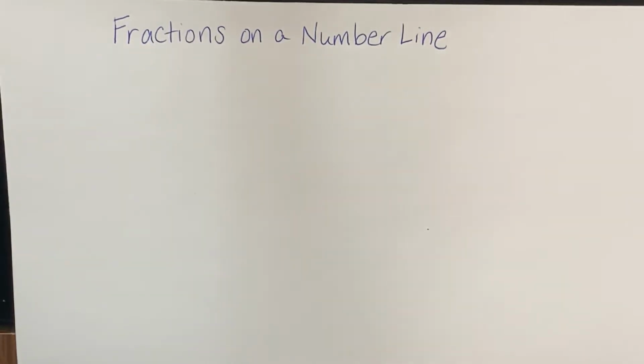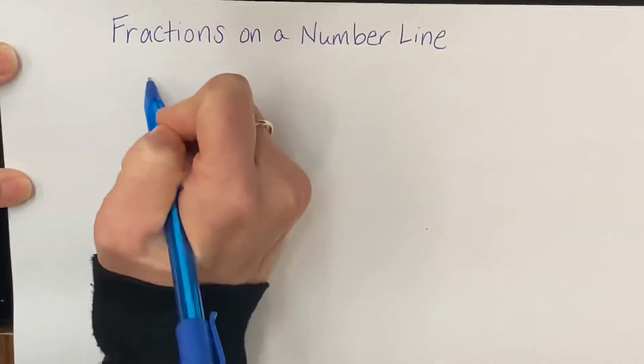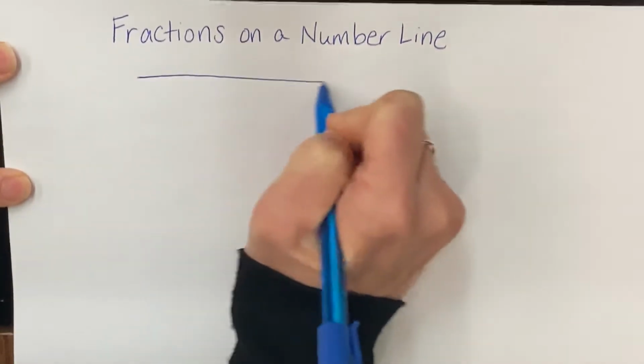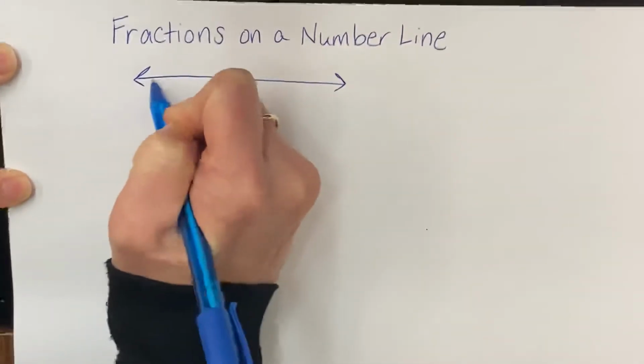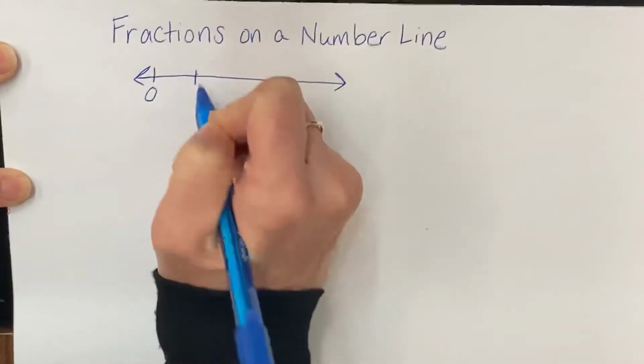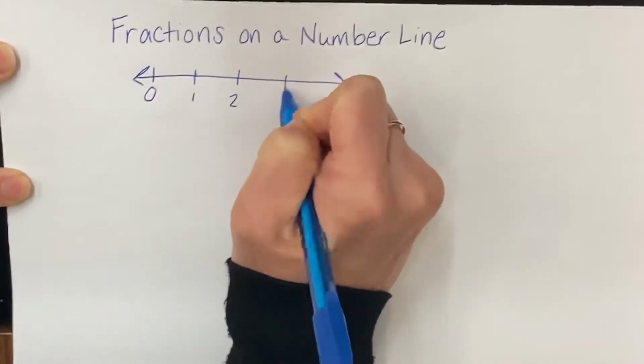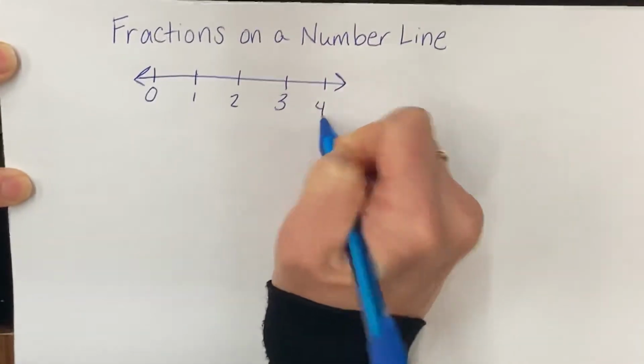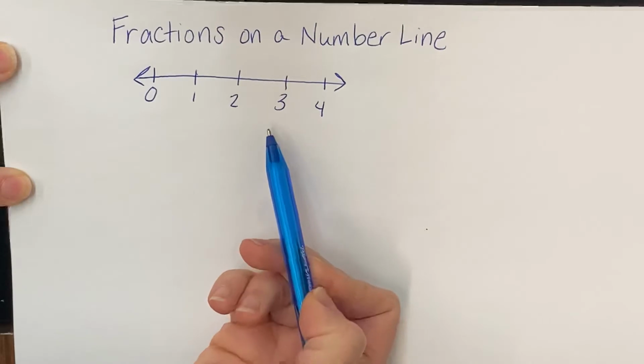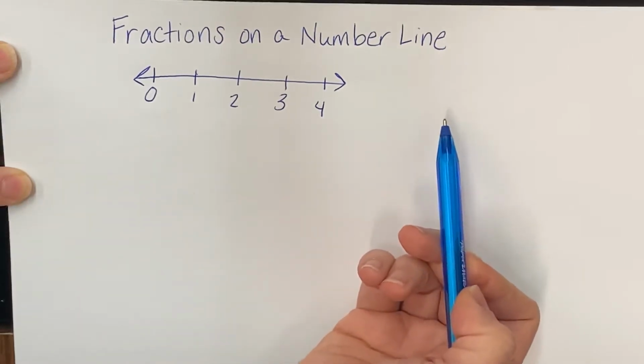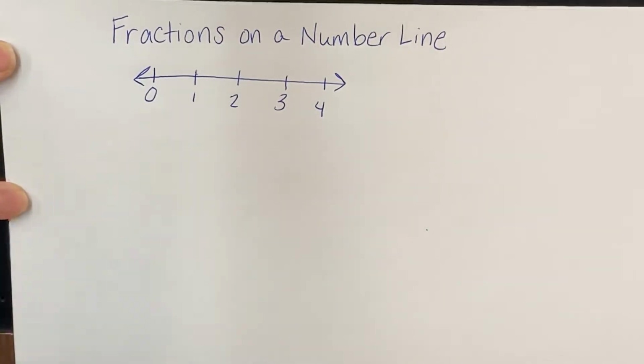Okay, this is an introduction to fractions on a number line. And you might be thinking, well, what are fractions on a number line? Well, you know what a number line is. You're used to seeing a number line. And when we talk about number lines, we're used to labeling them, starting with 0 and labeling them with whole numbers. And then we know that the number line would continue on this way, or it would continue this way.